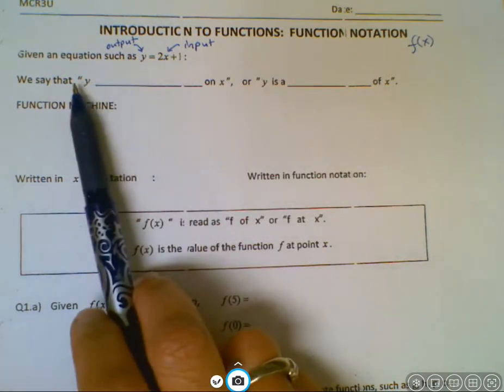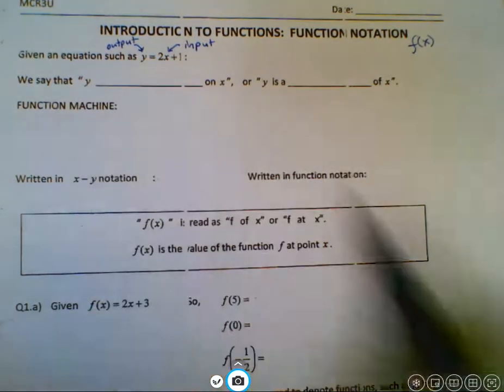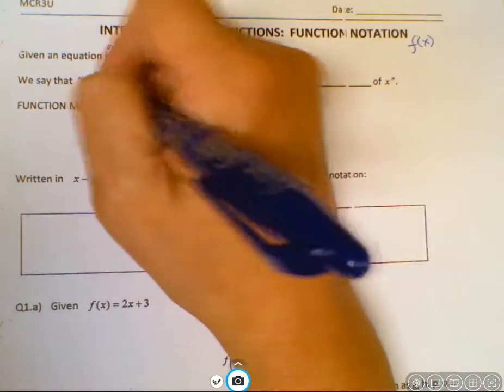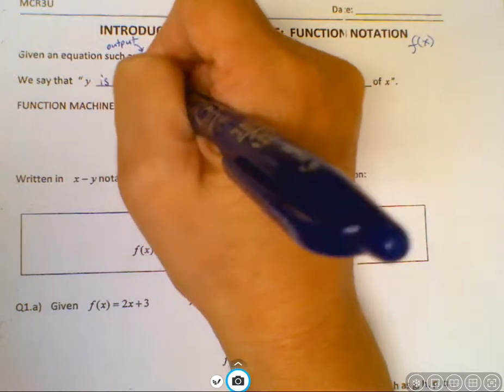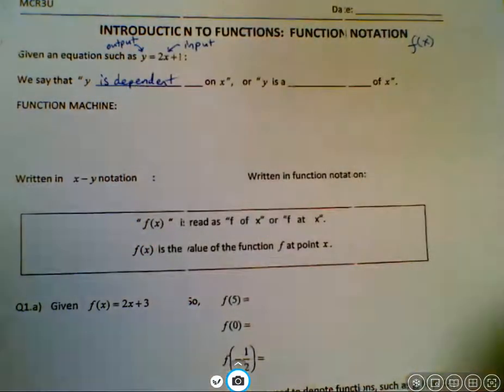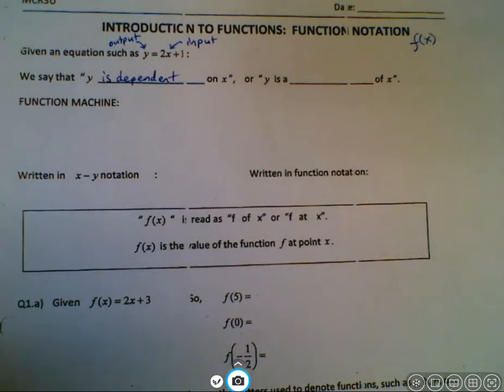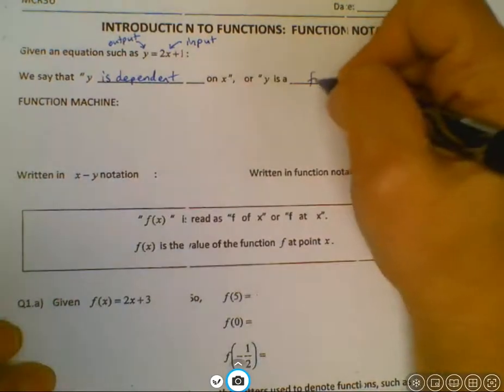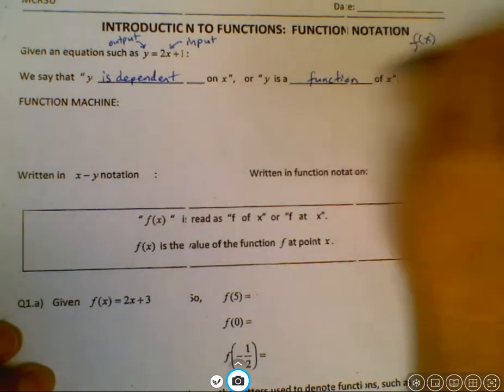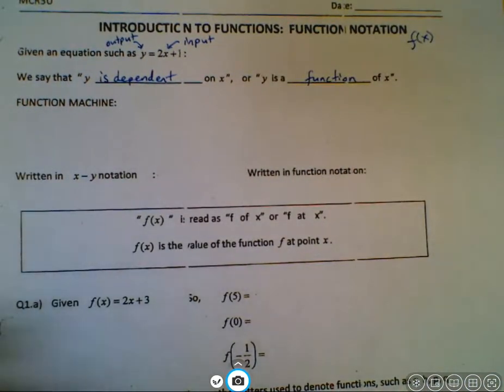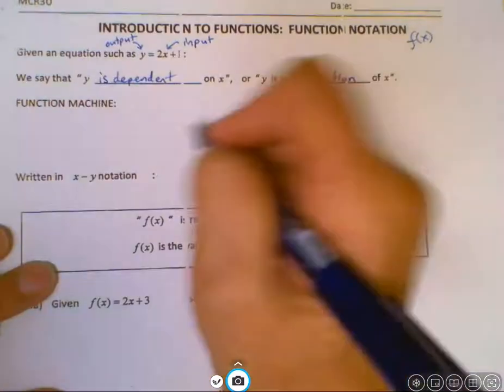So what we say here is, we used to say y is dependent on x. That's kind of a grade 9 word: dependent variable and independent variable. In grade 11, we say y is a function of x. It means the same thing: y can be calculated from knowing x.